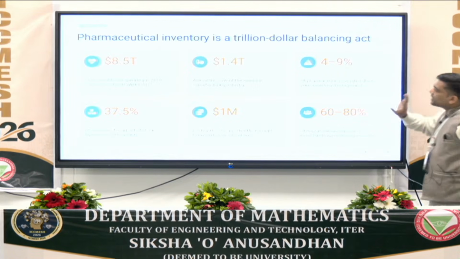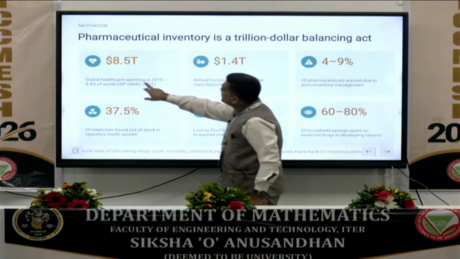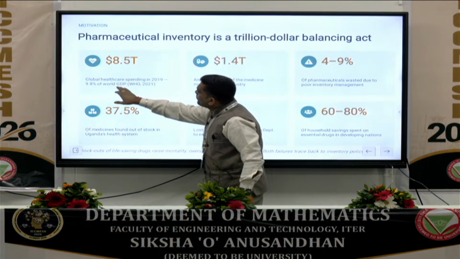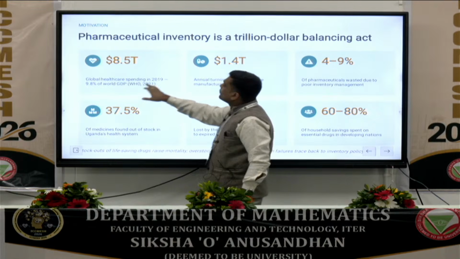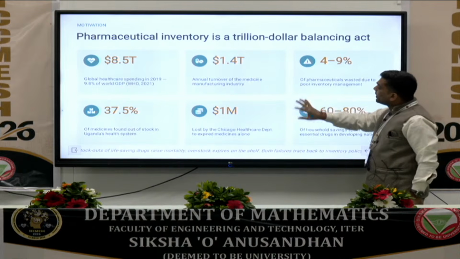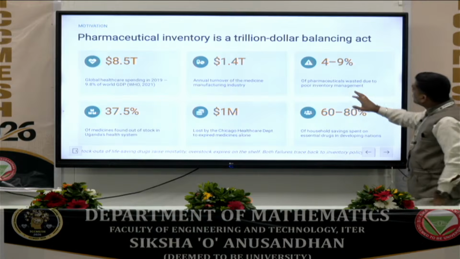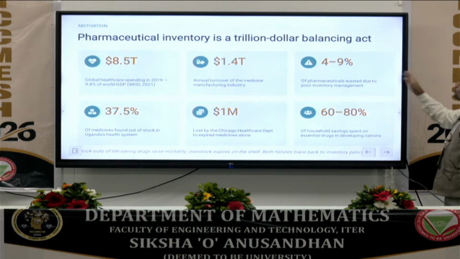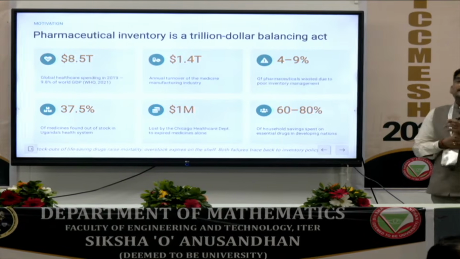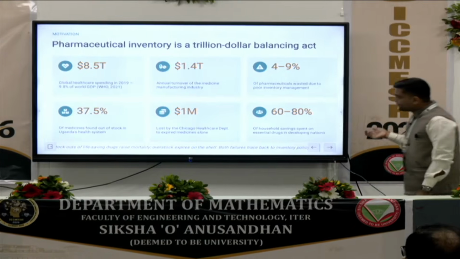I find in my study, just a brief study, globally 8.5 trillion, approximately 1.98 of the world GDP, is dependent on healthcare and especially on medicines. The annual turnover is 1.4 trillion. Pharmaceutical waste is 4 to 9%. So this is a huge loss, and that extensive loss motivated me to write a research paper on it.